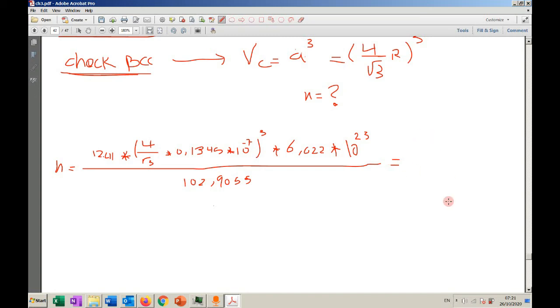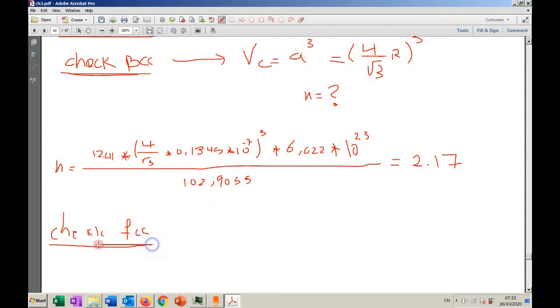It's going to be 2.17. Remember, it's supposed to be an integer number. 2.17 is not an integer. So we'll go for the other one. We'll check for FCC. You will see what I mean when it comes out as an integer.